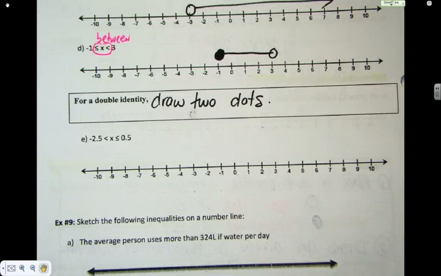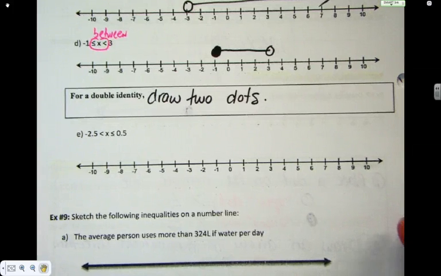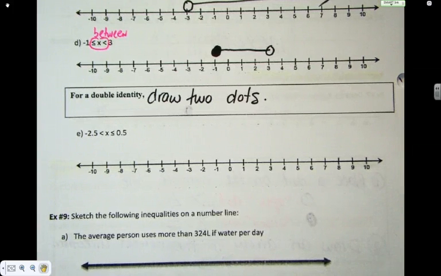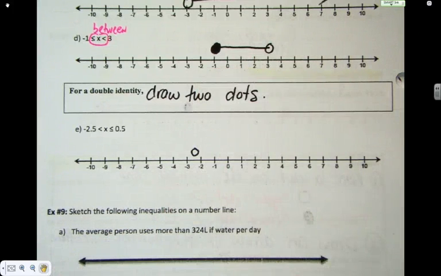Decimals, uh-oh. What are we going to do with decimals? What are we going to do with negative 2.5? I'm going to put it in the middle. So I'm going to go between negative 2 and negative 3 and put a dot right in the middle. There's negative 2.5. Am I coloring that dot or not coloring the dot? Why not?